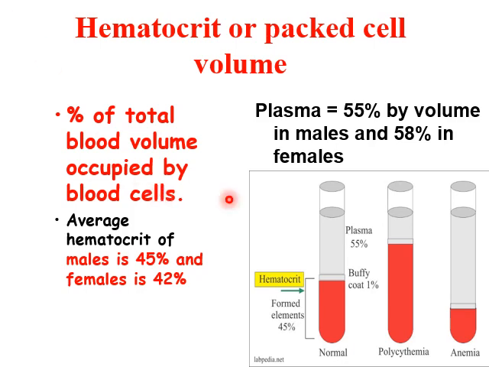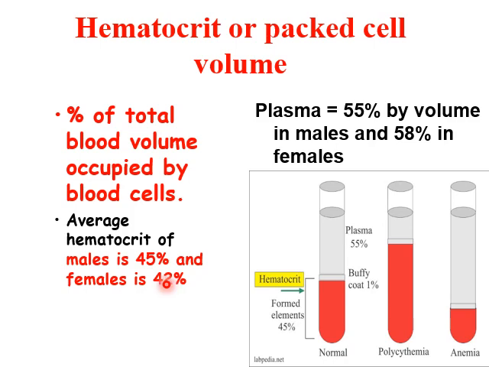In simple language we can say that it's actually the percentage of the cellular portion. How much percent of the cells is present? For example, first let me tell you that the normal value of hematocrit in males is about 45% and in females it's about 42%. So I told you what is hematocrit. Percentage of cells is known as hematocrit.